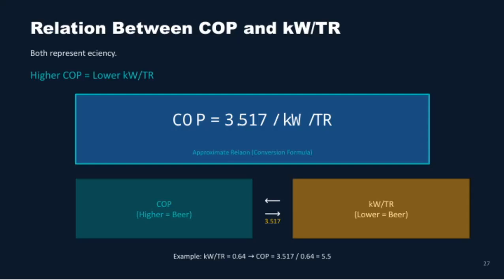Let's look at how kW per ton of refrigeration relates to COP, or coefficient of performance. Here, kW per TR is 0.64, which means the COP is about 5.5, calculated by dividing 3.517 by 0.64. Remember, a lower kW per TR means better efficiency, while a higher COP means the same thing, better efficiency. They're just 2 ways to express the system's performance, linked by this simple formula. Understanding this relationship helps us compare and optimize cooling systems more effectively.